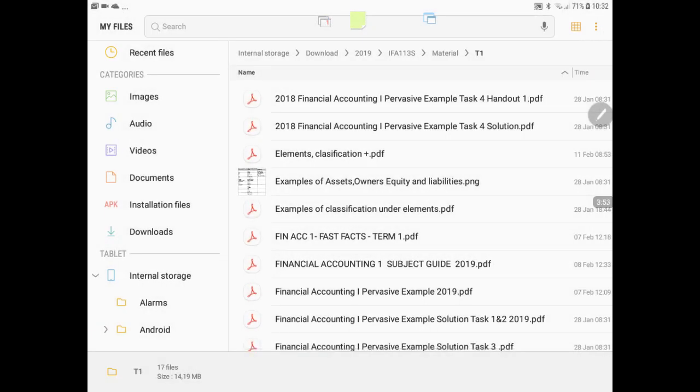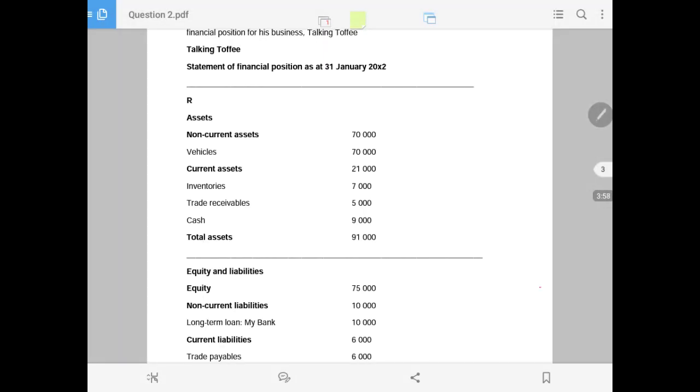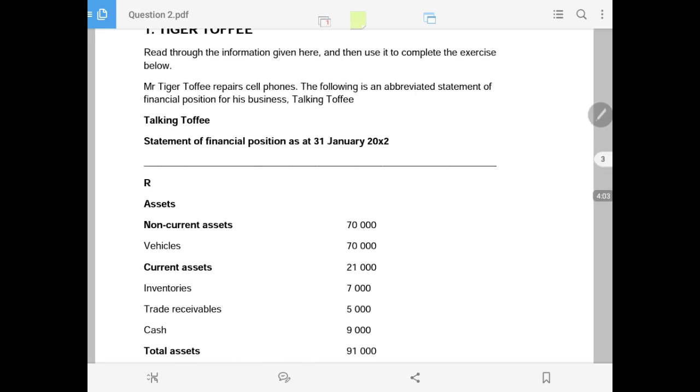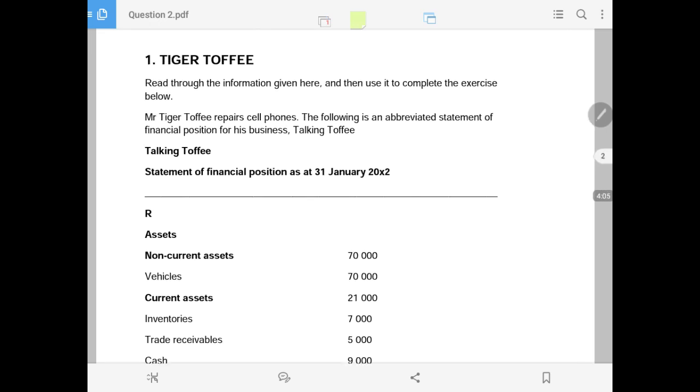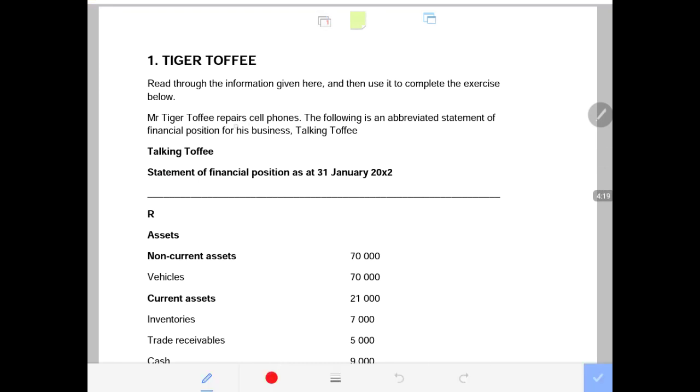Now let me begin the question that I am planning to do with you today, which is the Tiger Toffee question. It says, read through the information given here and then use it to complete the exercise below. Mr. Tiger Toffee repairs cell phones. It is very important to understand what the business does. They are repairing cell phones, meaning whenever they repair cell phones, this becomes their service income.